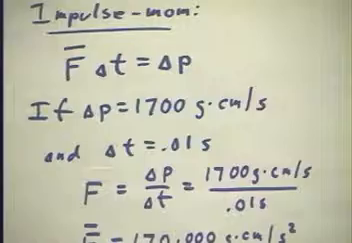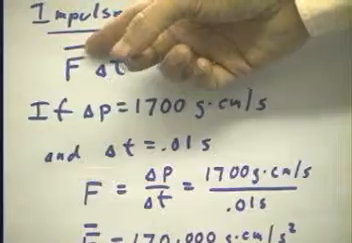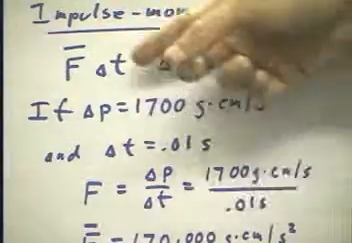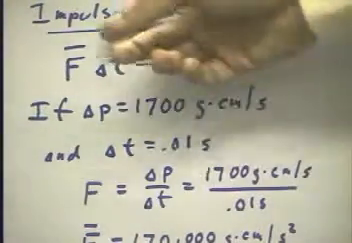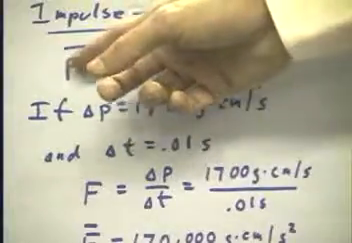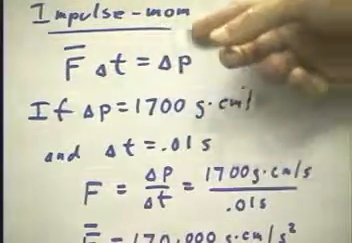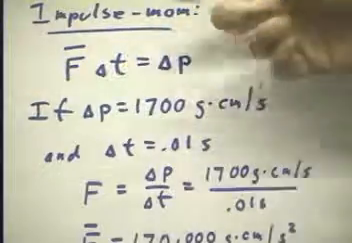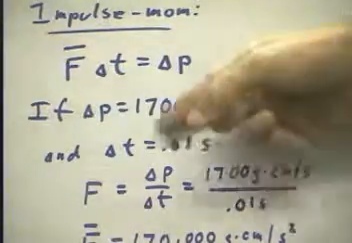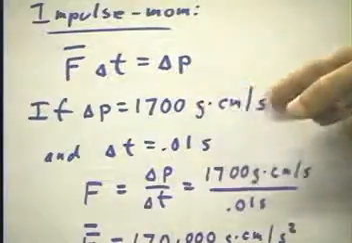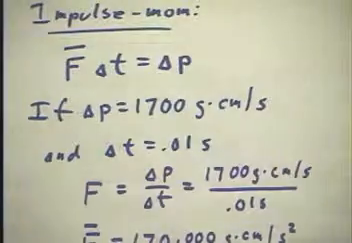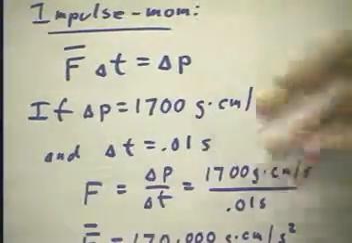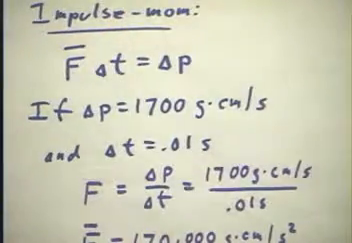We can apply the impulse momentum theorem to this situation. Remember, the impulse momentum theorem says that the average force times the time interval over which the force is applied is equal to the change in momentum. This is called the impulse, F bar delta T, average force times time interval, and delta P, of course, is change in momentum, and they're equal by this impulse momentum theorem. Now, if delta P is 1,700 gram-centimeters per second, of course that's the delta P of the second object, the delta P of the first is negative 1,700 gram-centimeters per second, but this at least gives the magnitude of the delta P.